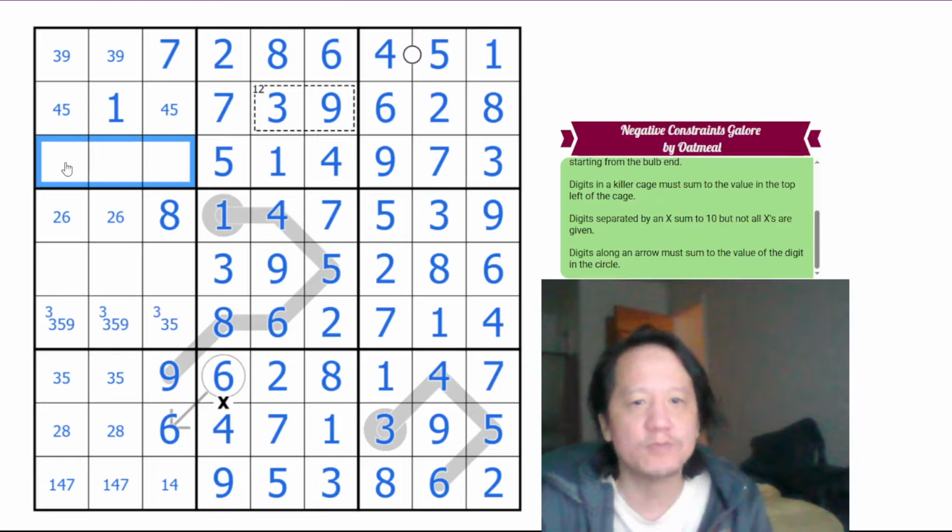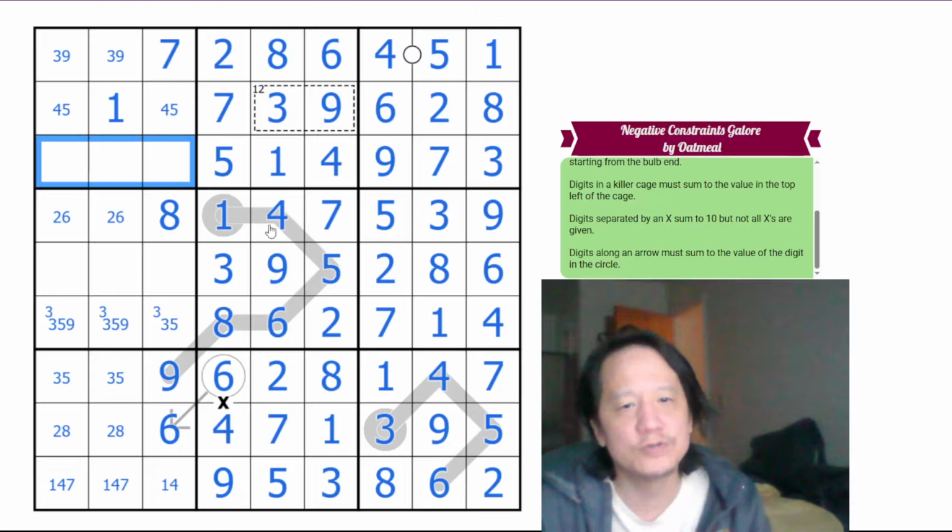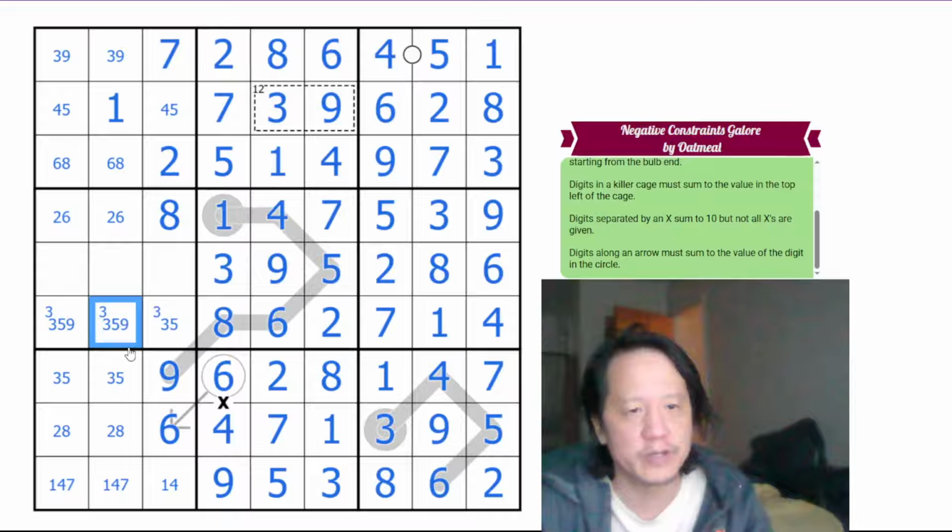Remaining digits in row 3, we have 2, 6, and 8. This can't be 6 or 8 because of 6 or 8 in the column, so this is 2, which means neither of these are 2. This is a 6, 8 pair.